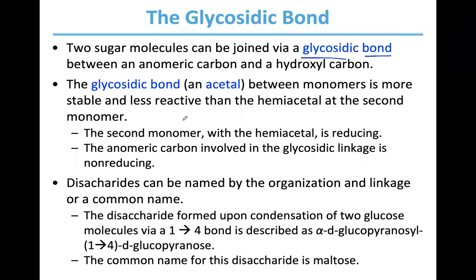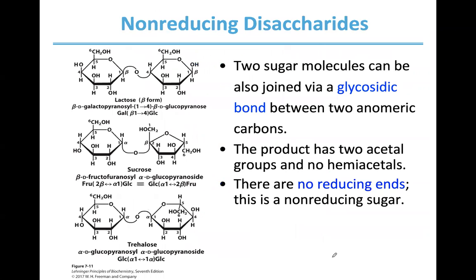So it's more stable, less reactive than a hemiacetal. Okay. The second monomer with a hemiacetal is still reducing. We just decided that. And the anomeric carbon involved in the glycosidic linkage is non-reducing now. Now, disaccharides can be named by the linkage, 1 to 4 glucopyranose. So the common name for this disaccharide is maltose.